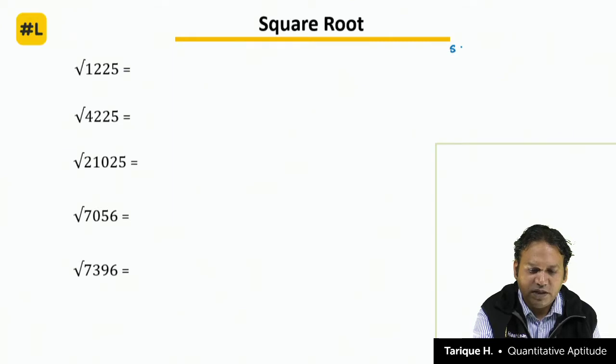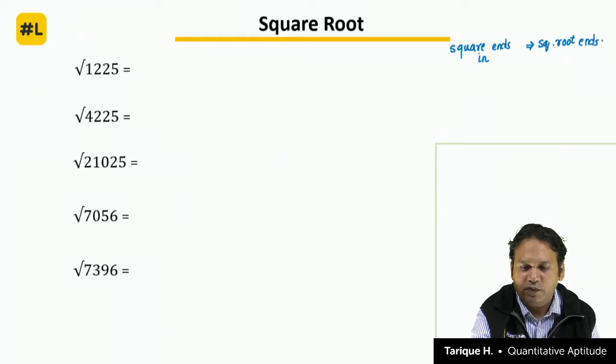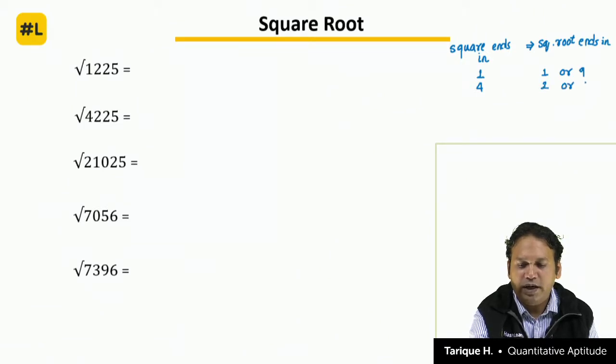The two things we have to see: square ends in, and from that we will find out the square root will end in. That's basically what we have to do. So again I'll say square ends in 1, square root ends in 1 or 9, square ends in 4, square root will end in 2 or 8.